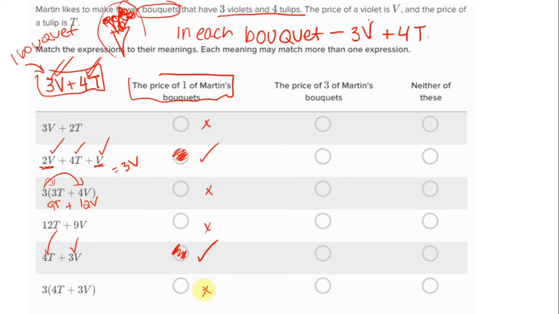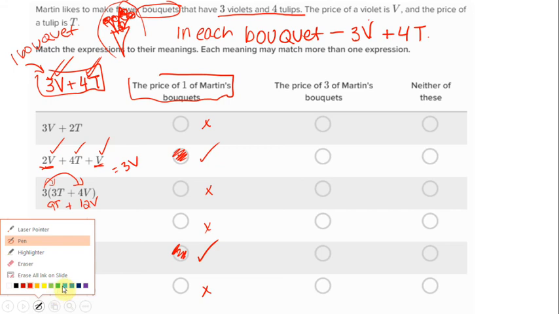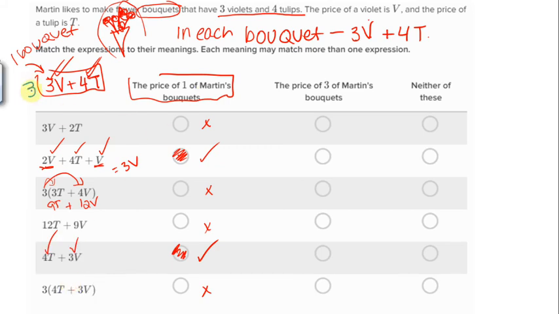Alright, next one. The price of 3 of Martin's bouquets. So we are looking for 3 of this. In other words, I'm looking for 3 of all of that. 3 times 3v plus 4t. Let's go ahead and look through. So I'm going to write that right here. Another way that I could say that is I know that this would be 9v plus 12t. So I'm going to look through and see which of these say something like this.